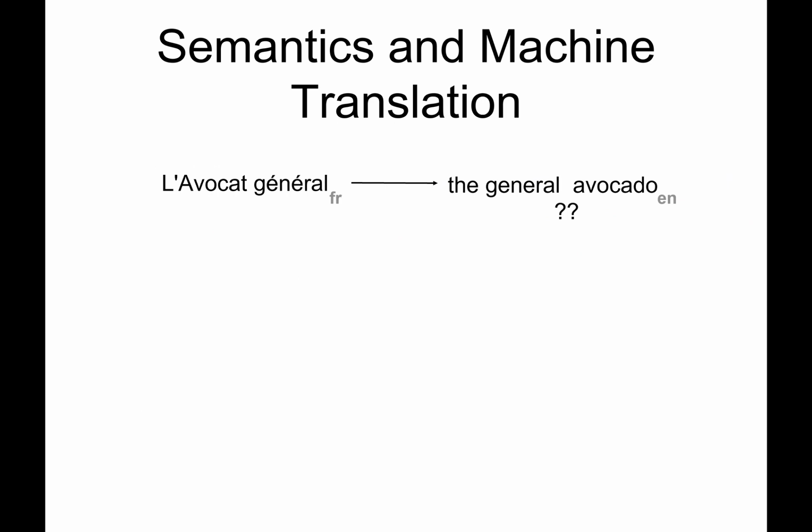All right. Another case where semantics are necessary is when you're doing translation. For example, in French, the word avocat can stand for two things. It can stand for avocado, or it can stand for lawyer or attorney. So l'avocat général is like general attorney, but if you don't understand that this word has two senses, sense one and sense two, then you might translate incorrectly.